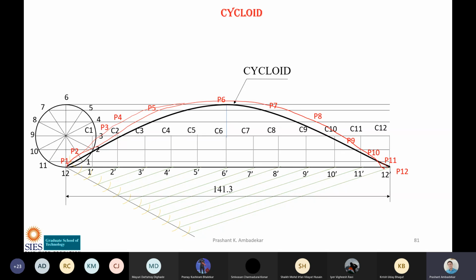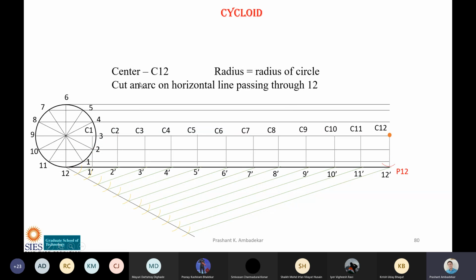Something like this. Not much difference than this, but these points I have written here will be like this. When you draw, you will come to know. Now how will you join these points? Suppose you got a point C6 somewhere here, C7 here, C8 here. Now how will you join these?